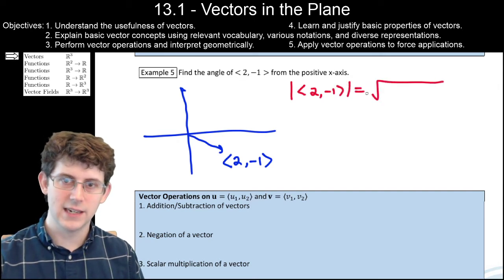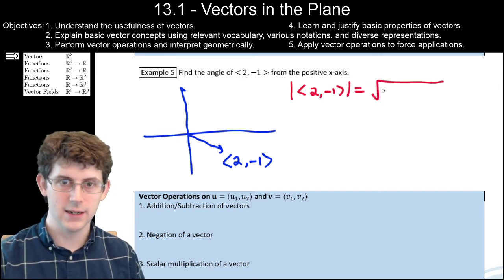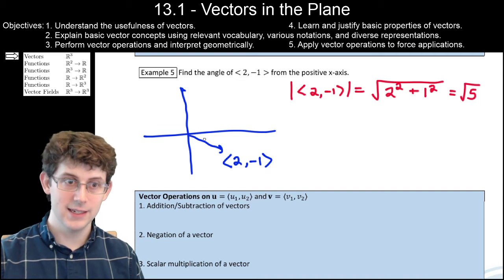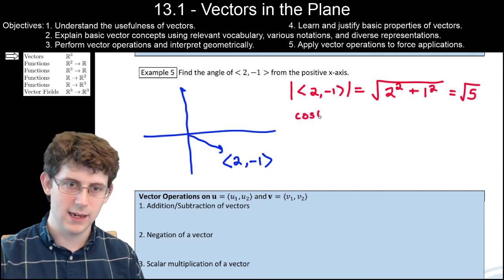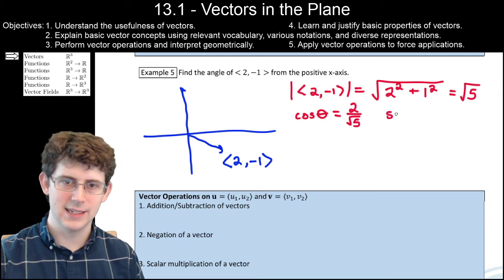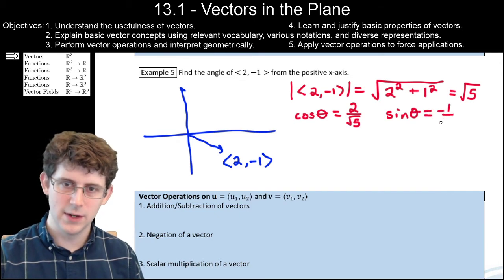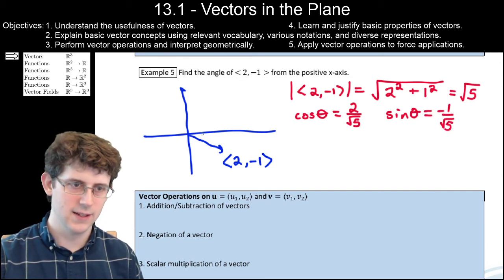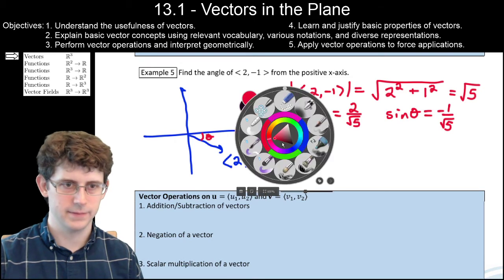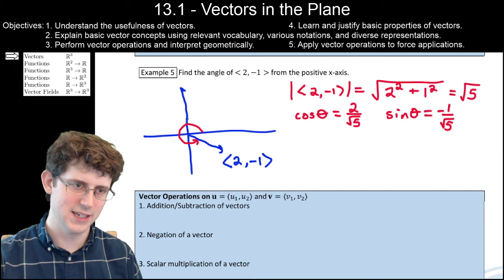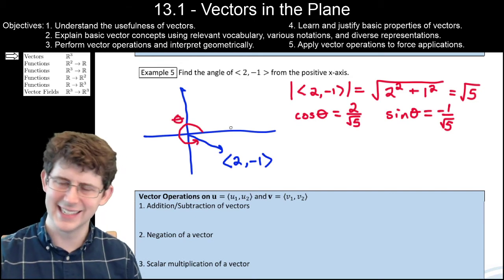The magnitude of a vector is no big deal. You use the distance formula or the Pythagorean theorem. And I get the square root of 5 here. So whatever this angle is, it has a cosine of 2 over square root of 5 and a sine of -1 over square root of 5, this angle.